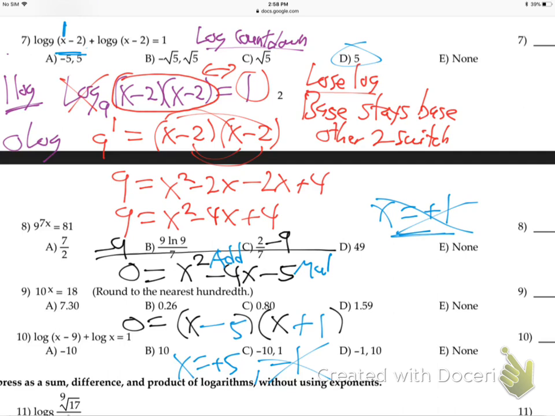So it's not just that all positives are good, all negatives are bad. It's what they do when they're plugged in. It's not what they are in and of themselves. It's what they cause to happen when they're plugged in. Right? That makes sense? So when you plug in 1, or negative 1, it makes negative inside the log. So that's why it's no good, and 5 is a keeper on that.